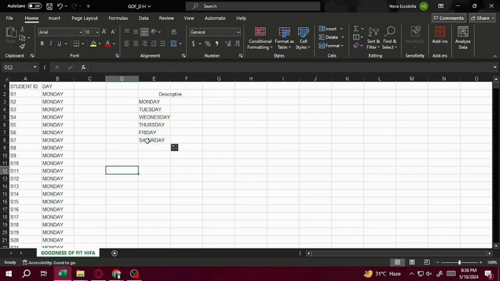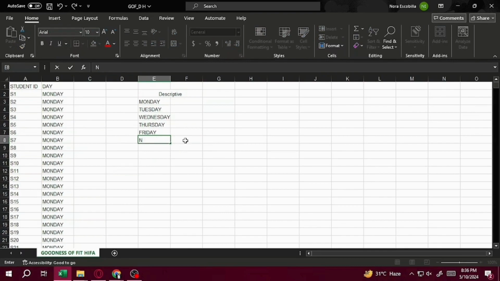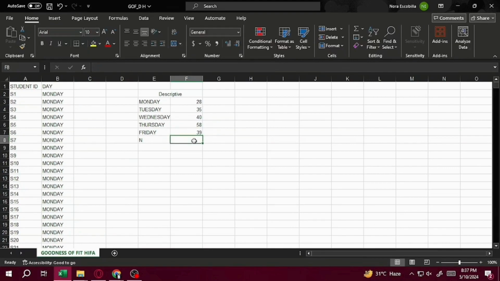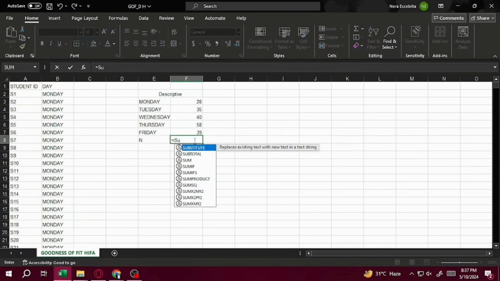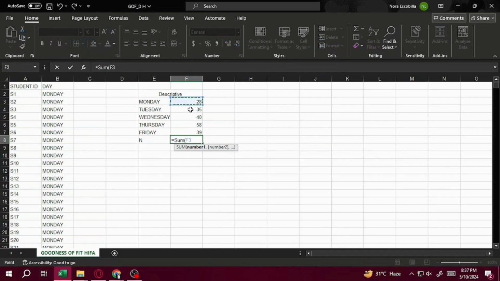Now, let's type our days: Monday, Tuesday, Wednesday, Thursday, and Friday, and their values. For Monday, we have 28. For Tuesday, we have 35. For Wednesday, we have 40. And for Thursday, we have 58. And lastly, for Friday, we have 39.